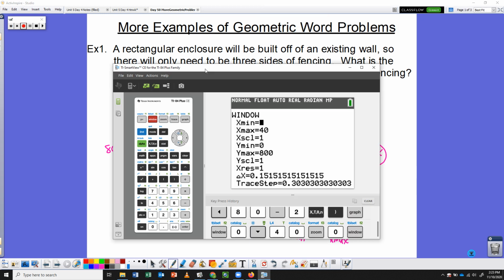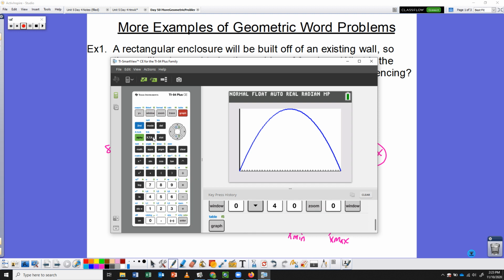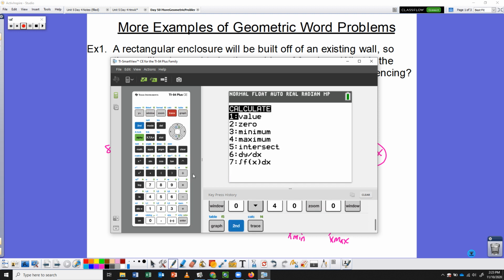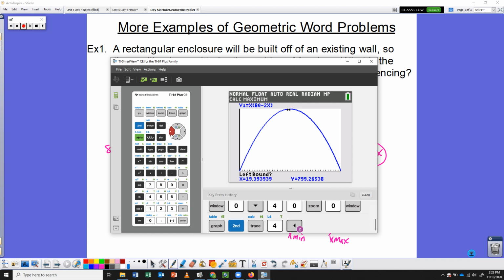and there's the graph. If we hit second trace, option number 4 is going to be to find a maximum. We want to put our cursor to the left of where we think the maximum is, hit enter. Put our cursor to the right of where we think the maximum is, and hit enter. And then there's only one peak in between there, so we can hit enter.